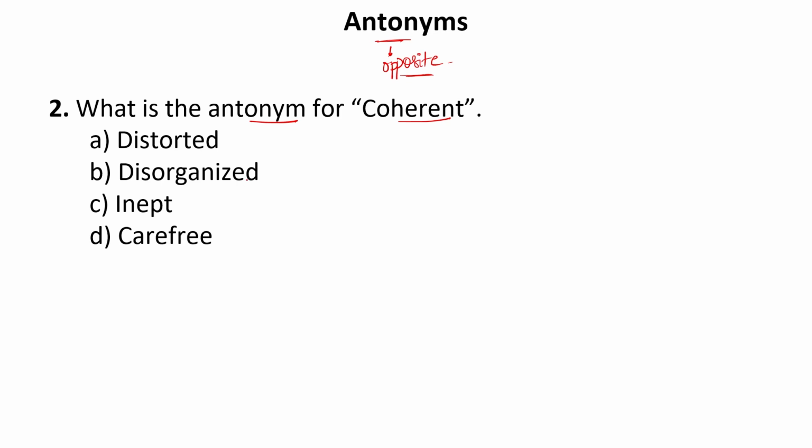If we see the options, it is written distorted. Distorted means which is not in a particular shape. Disorganized, which is not organized properly. Inept, or unable to do anything. Carefree, it means one who is careless, who has no concern about anything, or who has no tension at all. So the correct answer will be disorganized, because the meaning of coherent is in proper order. Disorganized means that it is not in particular order. So the correct answer is B.